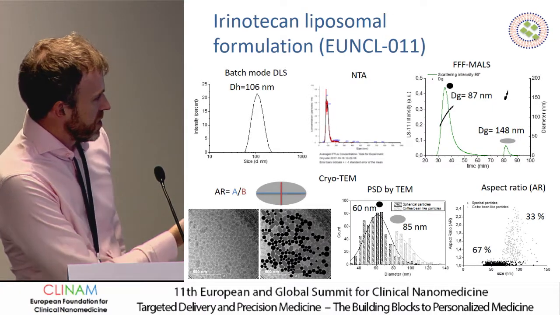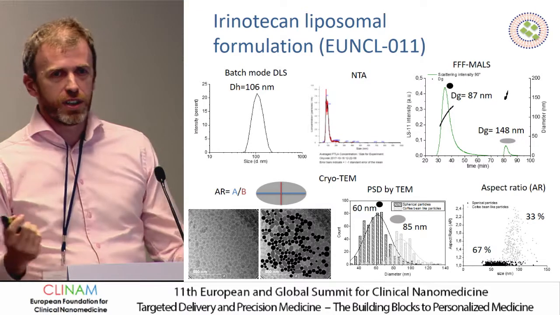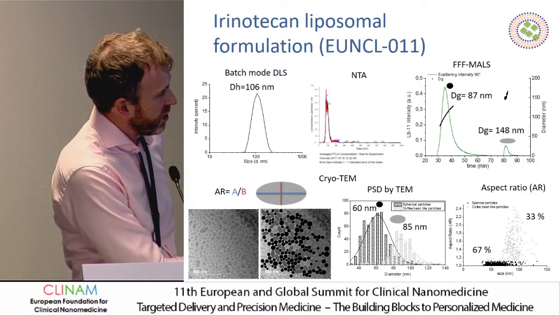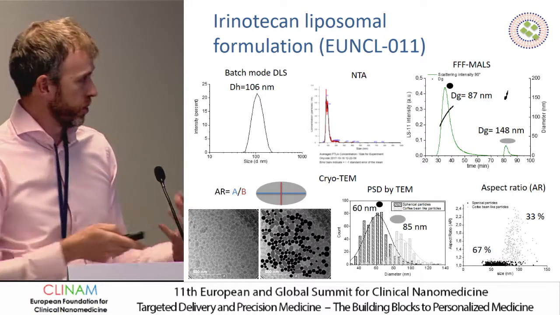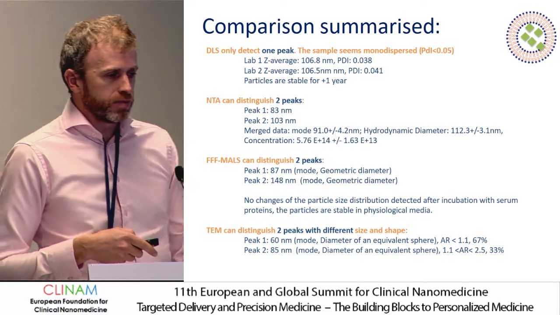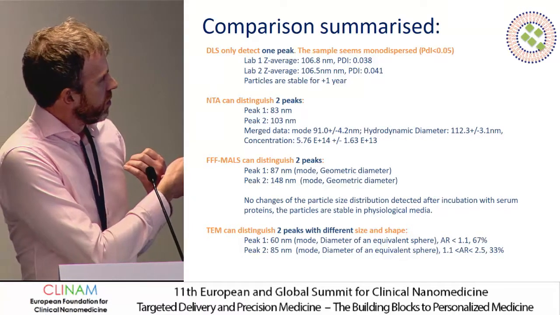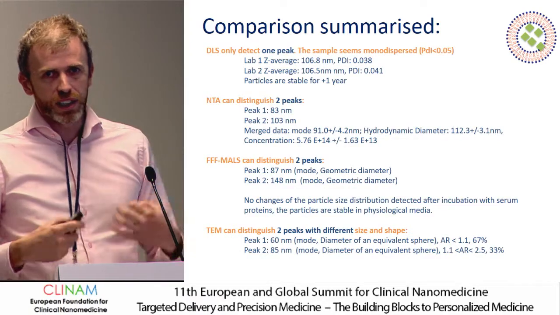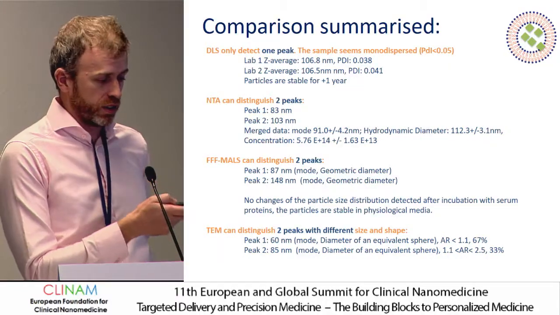So this is the aspect ratio. There's a cutoff here of 1.1. So we define everything with the aspect ratio between the long and the short axis below that as spherical. And you can see that there is a significant part of the population which has the coffee bean shape. I'm not going into all the details, but just to let you know that DLS would only detect one peak. Other complementary techniques will give you more information, and it really shows the value of adding complementary orthogonal techniques.